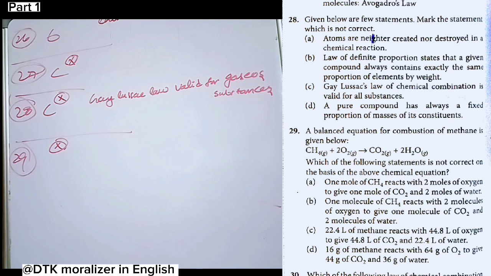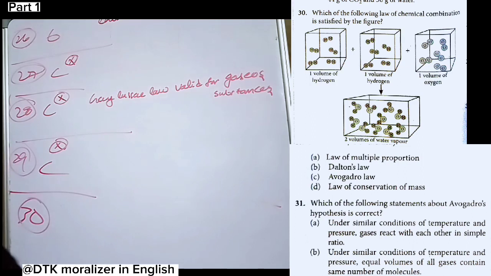1 molecule of CH4 reacts with 2 molecules of oxygen to give 1 molecule of CO2 and 2 molecules of water. 22.4 liter of methane reacts with 44.8 liter of oxygen to give 44.8 liter of CO2 and 22.4 liter of water. 16 grams of methane reacts with 64 grams of oxygen to give 44 grams of CO2 and 36 grams of water. Here option C would be wrong, because 22.4 liter of methane reacts with 44.8 liter of oxygen to give 22.4 liter of CO2 and 44.8 liter of water. So option C is wrong for question number 29.